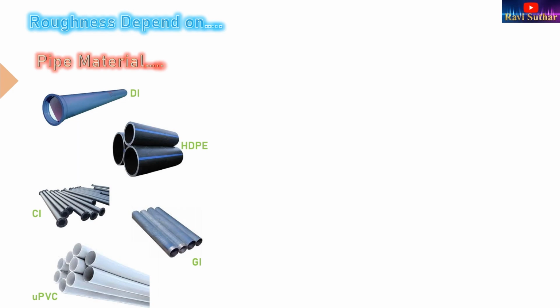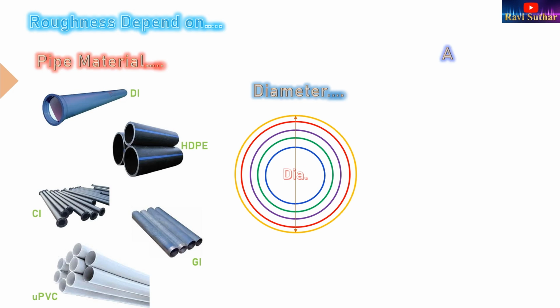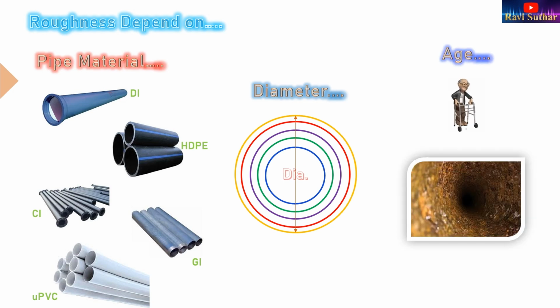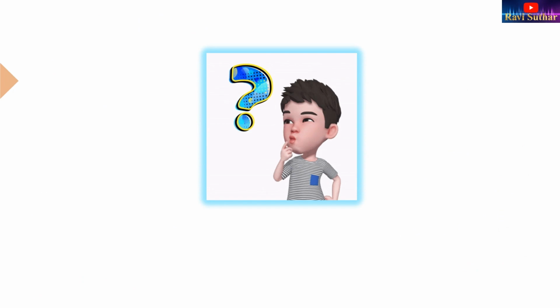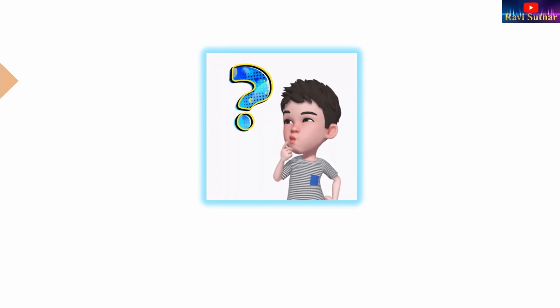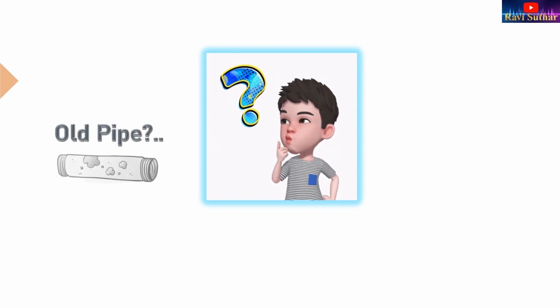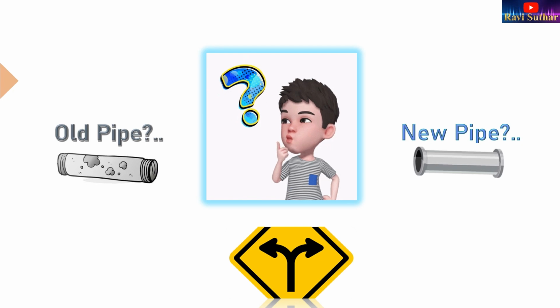Pipe roughness depends on pipe material, the diameter of the pipe, and the age of the pipe, due to tuberculation and the chemistry of the pipe. Now we think about which pipe we should do field estimation of roughness on, the old pipe or the new pipe. The answer is for both kinds of pipe.